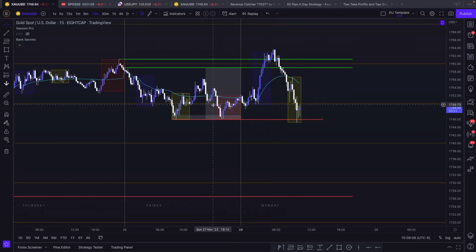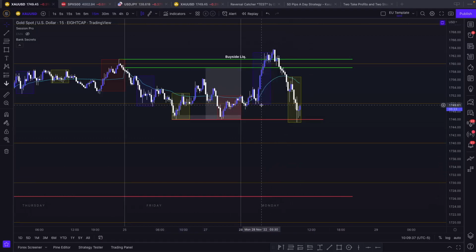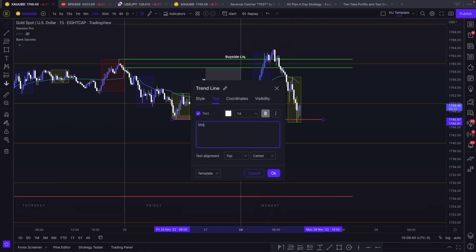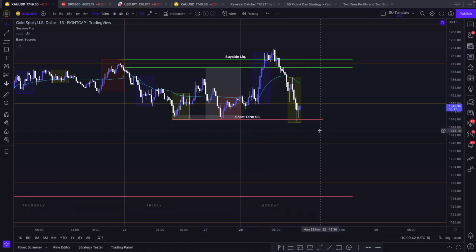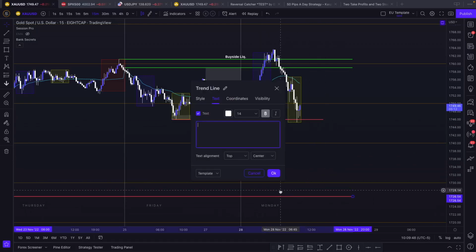Now if we look at what happened during the London kill zone, we moved outside of this Asian range, we retested it, and we broke out bullish. We continued going upwards above Friday's high and above the previous week's high, where all the buy side liquidity is resting above. Let's make it clear. We're going to write buy side liquidity here. It's our buy side, and that's our short-term sell side. Let's put this below. And this is our long-term sell side.